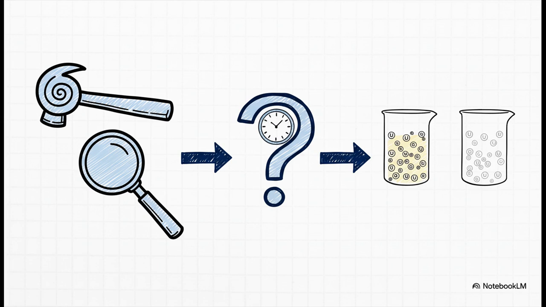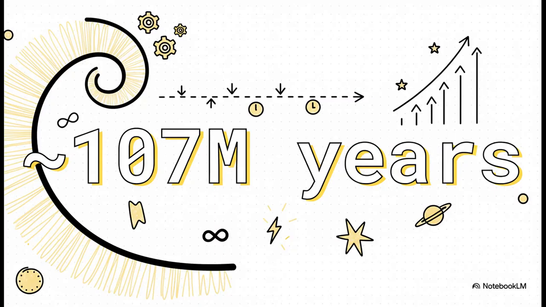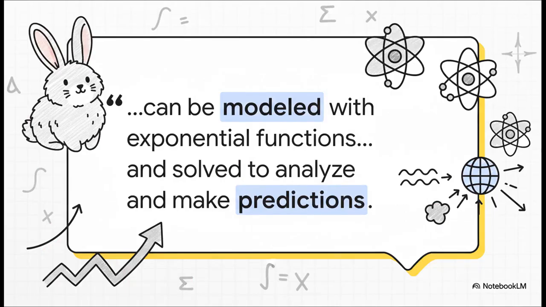Like, say, how long would it take for just 10% of a chunk of uranium-235 to decay? And the answer, it's just staggering. It would take about 107 million years. That's a number that's so big, it's almost impossible to really wrap your head around. But we can calculate it with confidence, all thanks to these methods. And that really brings us full circle, doesn't it?